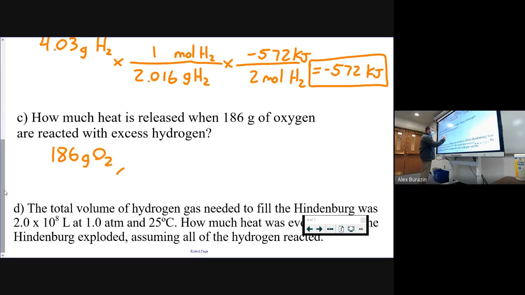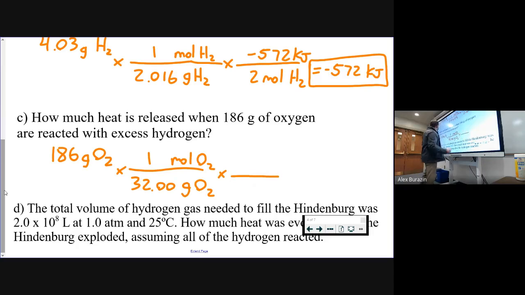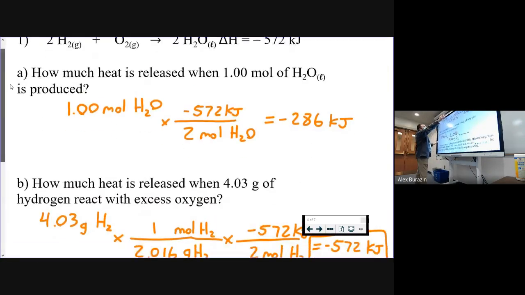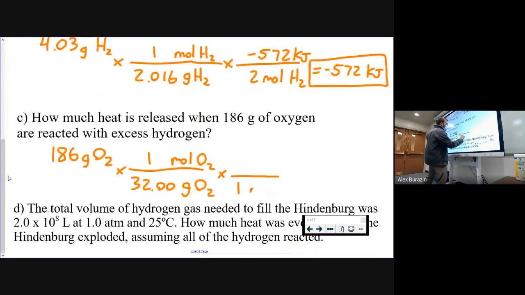186 grams of oxygen. We're going to convert that from grams into moles. What's the molar mass of O2? Careful. Yep, it's diatomic. I did write down 1 mole to 572.